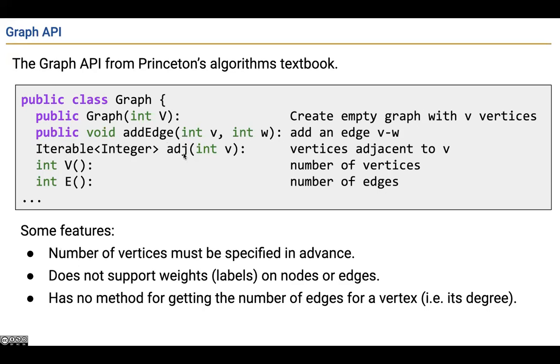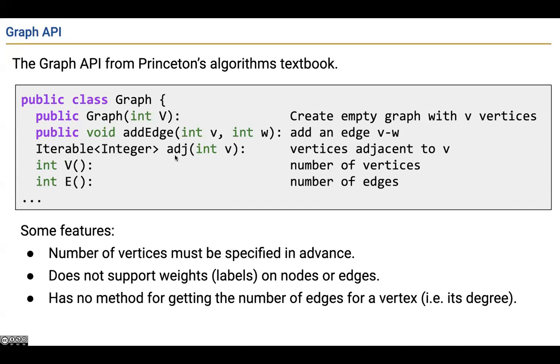And then the only way in which you can interact with the graph and ask it questions is you can say, hey, vertex number 5, what are all the vertices adjacent to vertex number 5? That is, all the vertices connected to 5 by a single edge. And this is going to return an iterable. I actually don't know why they chose to do that. You could also return a list here if you wanted to.